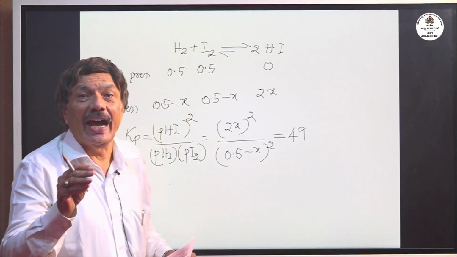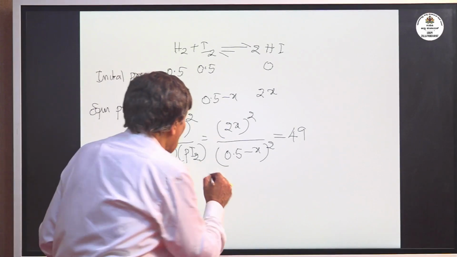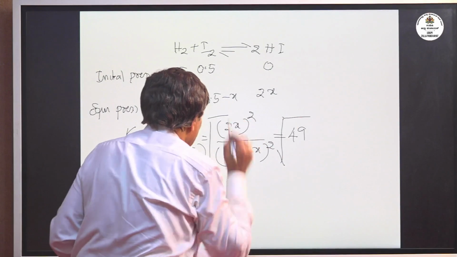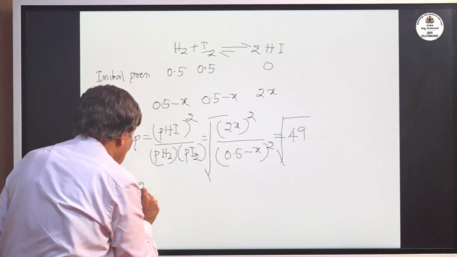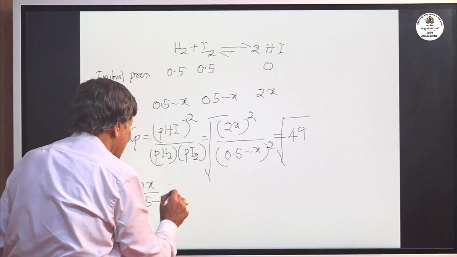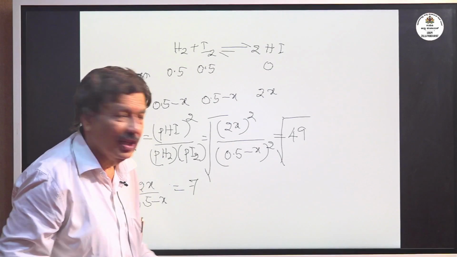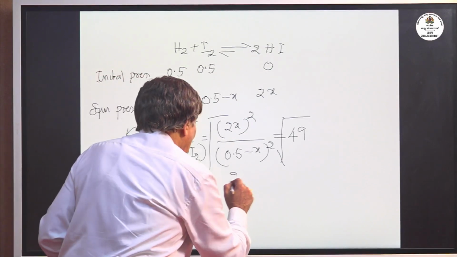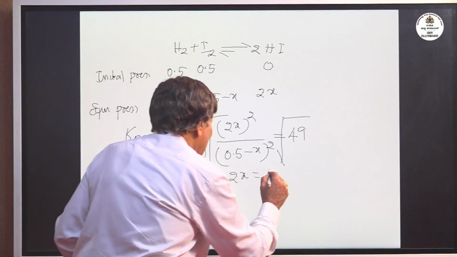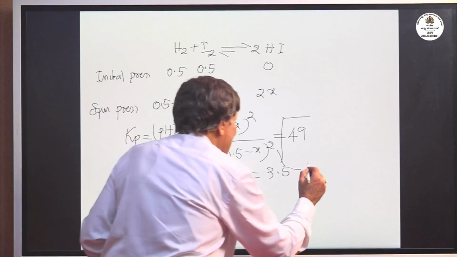So if squares appear like this, the best way is taking the square root. You have to take the square root of both sides. If you take the square root of both sides, this side will be 2x by 0.5 minus x. Square root of 49 is 7. This is the best way of simplification. Now cross multiply. 2x is equal to 0.5 into 7, 3.5, minus x into 7, 7x.